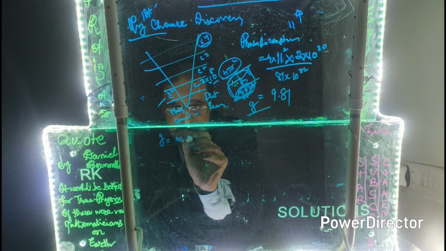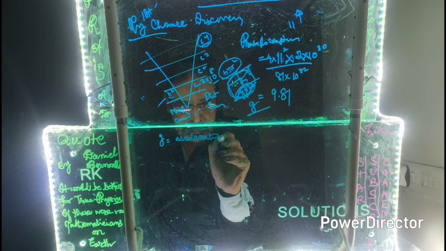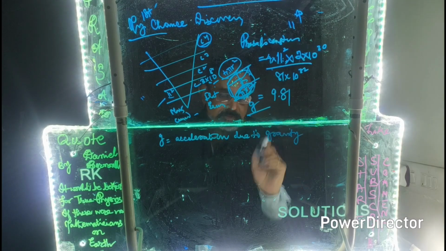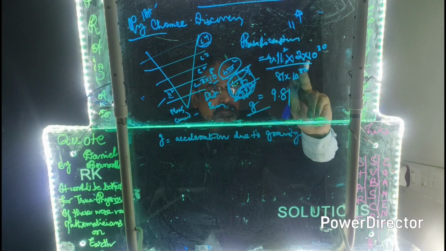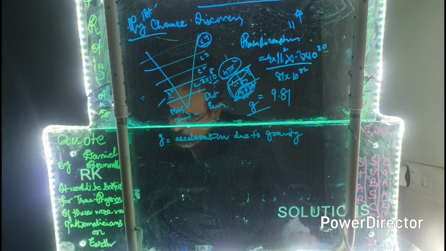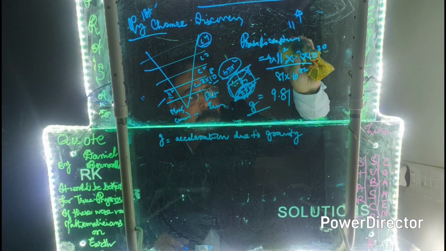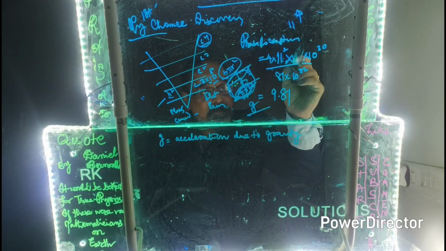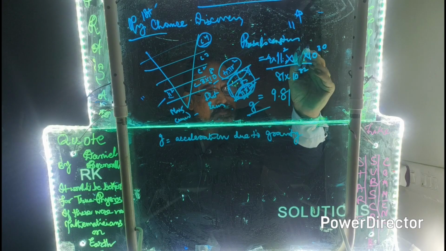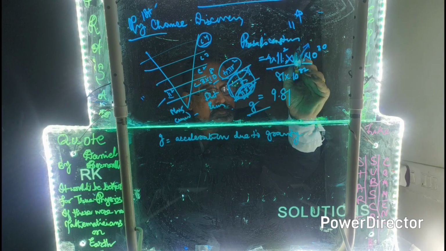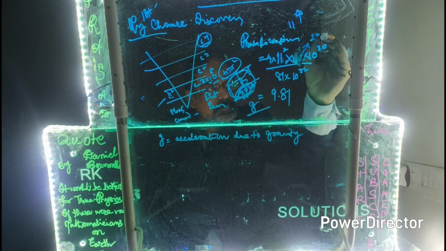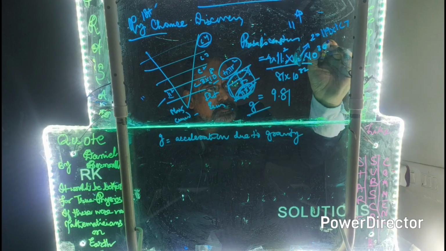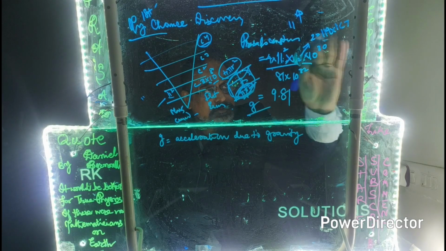G equal to acceleration due to gravity. So I did further research and saw why it is so. Why it was so? Because here, instead of 2, we replace it with 2 is equal to nothing but 119 into 1.67 into 1.67.